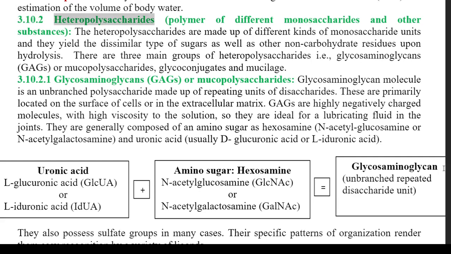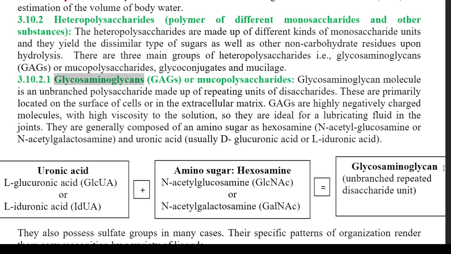3.10.2 Heteropolysaccharides, polymers of different monosaccharides and other substances. The heteropolysaccharides are made up of different kinds of monosaccharide units and they yield dissimilar types of sugars as well as other non-carbohydrate residues upon hydrolysis. There are three main groups of heteropolysaccharides, i.e., glycosaminoglycans, GAGs, or mucopolysaccharides, glycoconjugates, and mucilage.